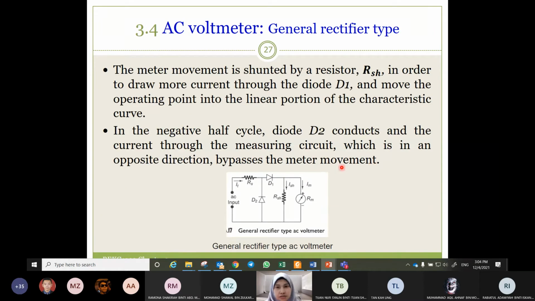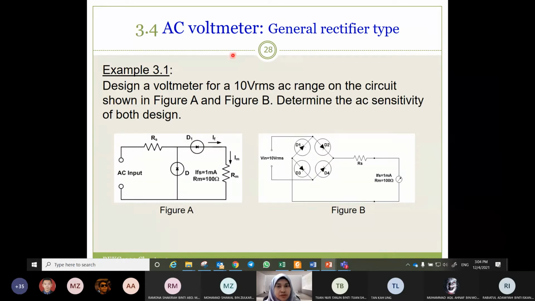In the negative half cycle, diode D2 conducts. So just now was the positive half cycle. During the negative half cycle, D2 conducts and the current through the measuring circuit, which is in an opposite direction, bypasses the meter movement. Now we go to the calculation. This is full wave, this is half wave. Design a voltmeter for a 10 V RMS AC range on the circuit shown in figure A and B. Determine the AC sensitivity of both designs.